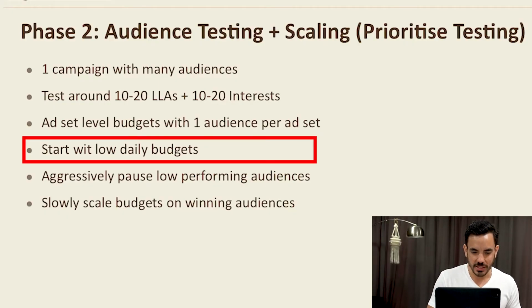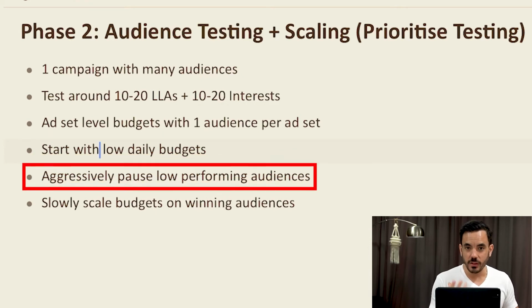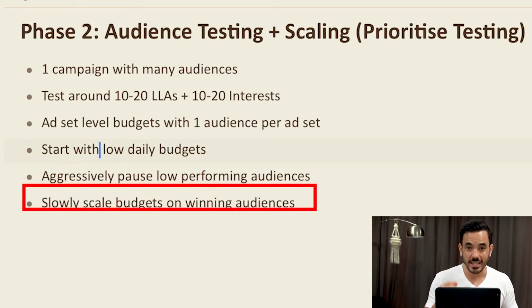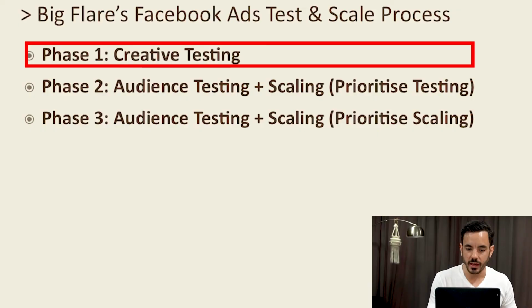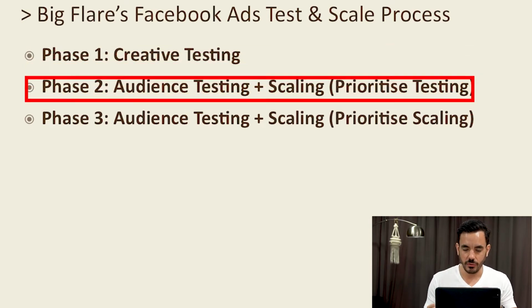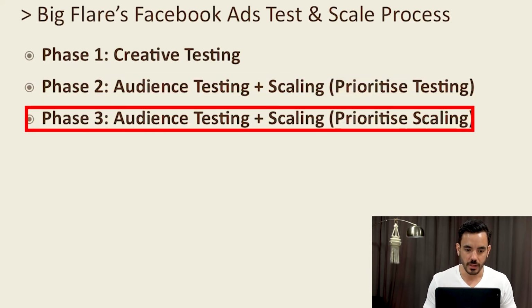So start with low daily budgets. Excellent little typo there. Start with low daily budgets, please. And aggressively pause those low performing audiences and slowly scale the budgets on the winning audiences. Once you've been doing this for a while, we'll normally do this for about a month. And I should have said, by the way, that on average, each of these phases might take about a month. So phase 1, we might be spending a month just on creative testing. Phase 2, we might then spend on the audience testing where we're prioritizing testing. And then phase 3 might be about 1 month long too.